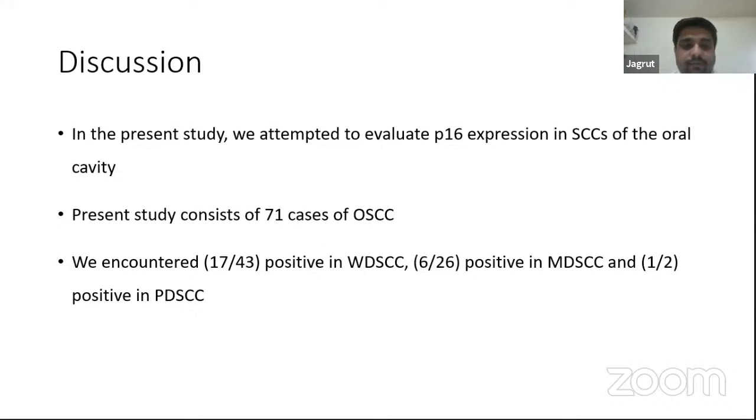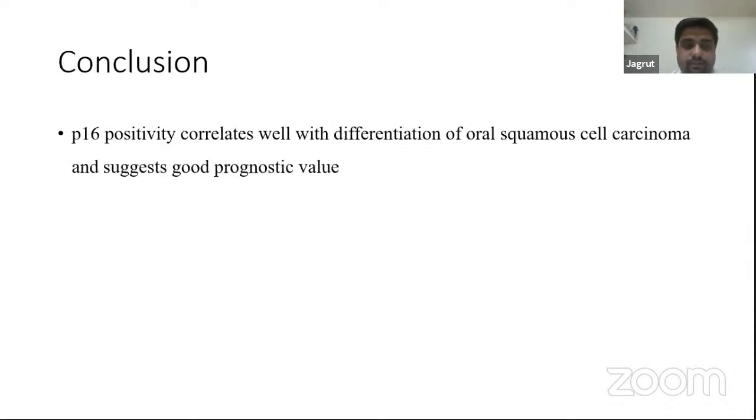Here we encountered 17 positive cases out of 43 in well-differentiated squamous cell carcinoma, 6 positive cases out of 26 in moderately differentiated squamous cell carcinoma, and 1 out of 2 positive in poorly differentiated squamous cell carcinoma. Coming to the conclusion, P16 positivity correlates well with the differentiation of oral squamous cell carcinoma and suggests good prognostic value.